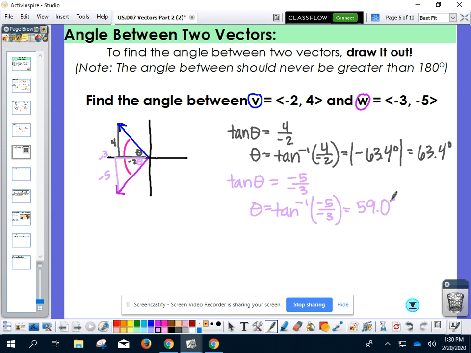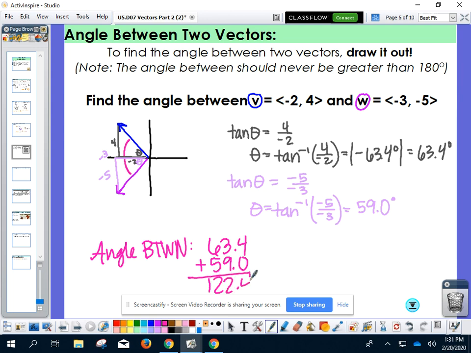So for the angle between, we're going to add these two things together: 63.4 plus the 59.0 degrees. Our angle between these two vectors is 122.4 degrees. Now, an important note to make, especially before we go to the next slide, is that an angle between should never be greater than 180 degrees. If that's the case, then what you probably found was the angle outside, and we want the smaller of the two. So you would need to subtract from 360 to get there.